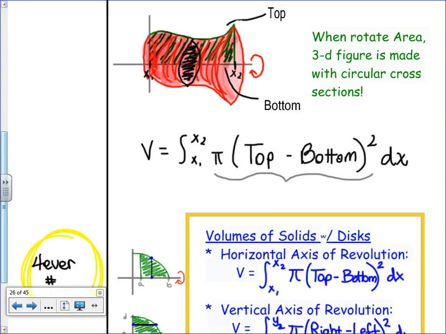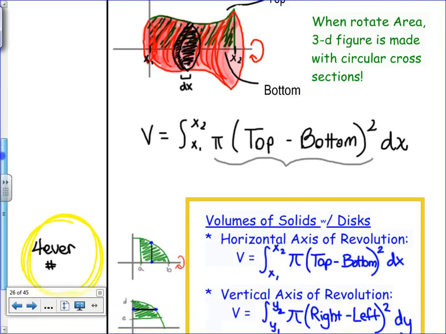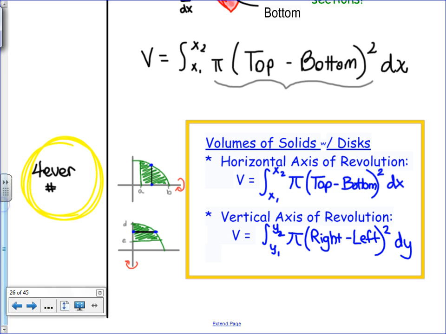Why was it dx? Because if you think of it as three-dimensional discs where the depth is getting infinitesimally smaller, that's why I need dx. Because that's how it's being measured. And here's how it gets generalized. Put it in a forever card, forever number 46.